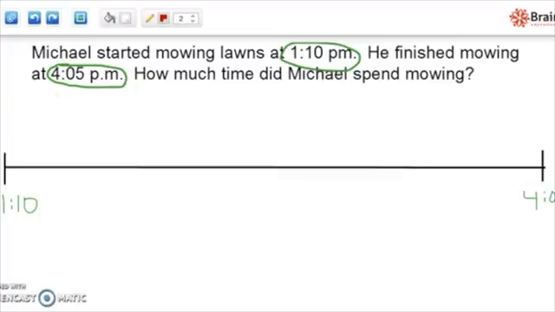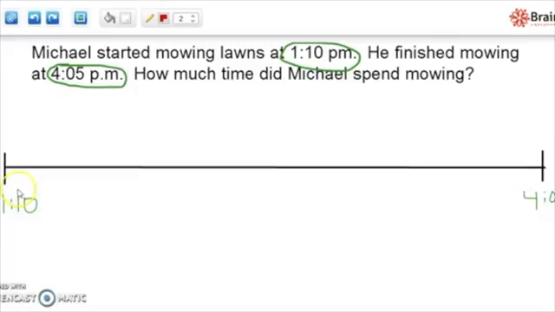Notice that I've created my number line, and I put our start time, which is 1:10, towards the left of the number line, and our end time, which is 4:05 p.m., towards the right of the number line. Just like an ordinary number line, the numbers increase from left to right. So with that in mind, I'm going to begin with 1:10 p.m.